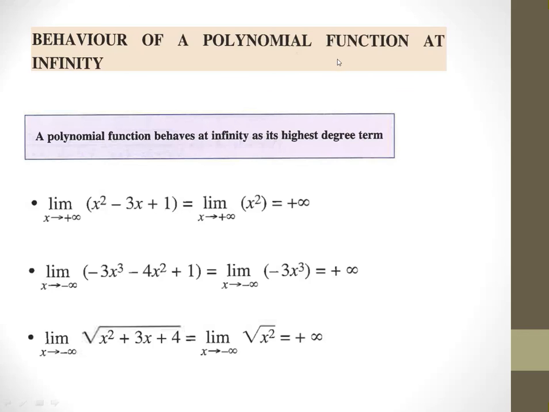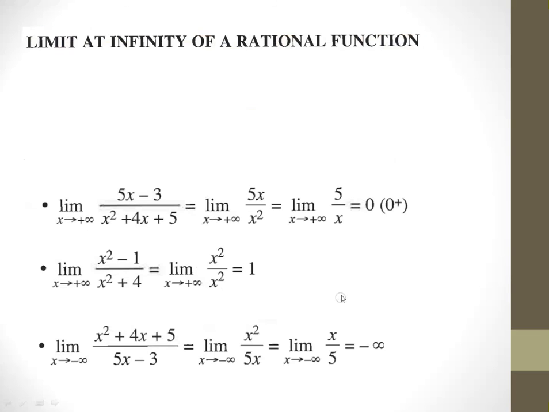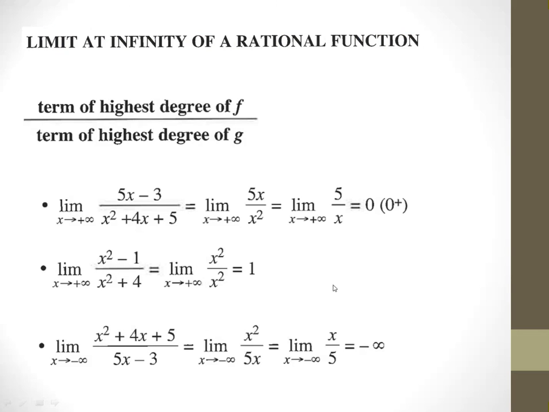Limit at infinity of a polynomial, we take the highest power. Always we take the highest power, as we saw before in the examples. For the limit of a fraction, a rational function of polynomials, at infinity, plus or minus infinity, we take the highest power over the highest power. So it will be, for example, the limit of 5x over x squared: we take the highest power up and the highest power down, and that was everything.